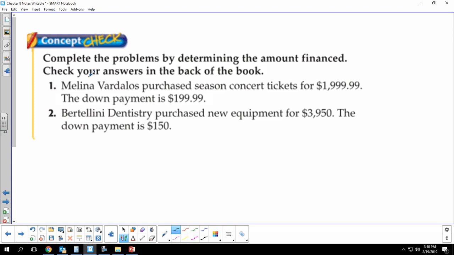Melina Vardalos purchased season concert tickets for $1,999.99. The down payment is $199.99. So if I want to find the amount financed, I'm going to subtract $199.99. These are 9s. So I get $1,800.